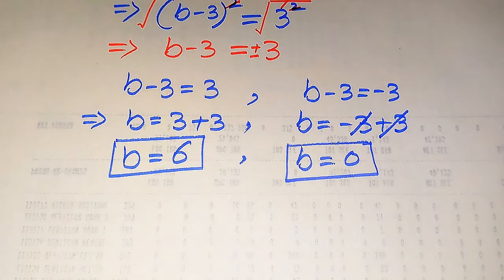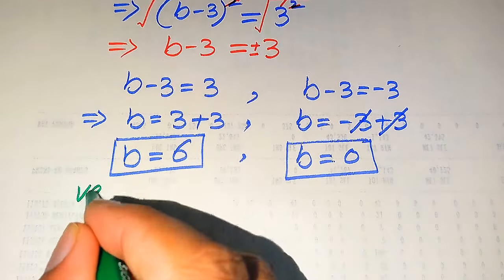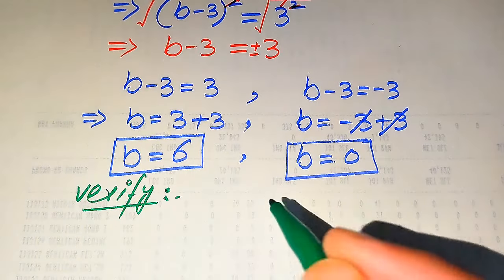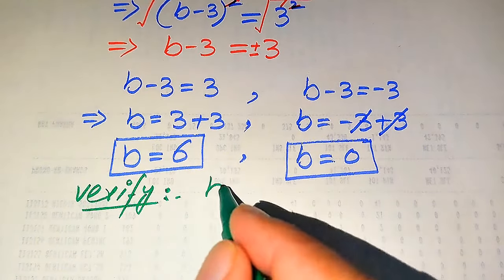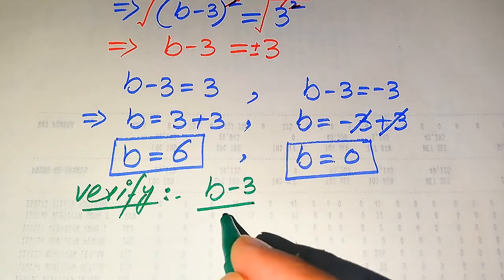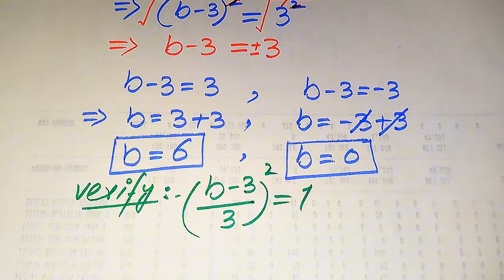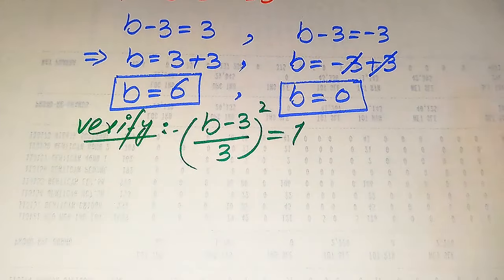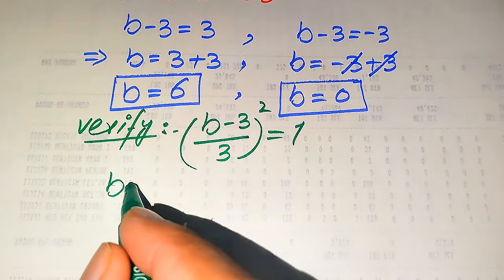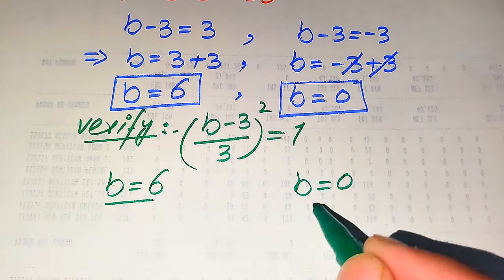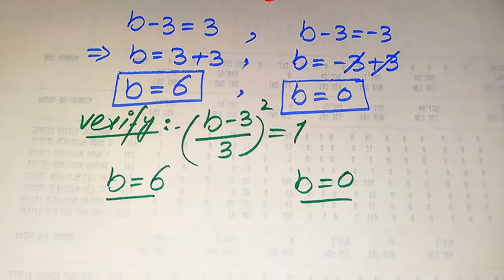So from the first method we get these two roots of the given equation, and in the next steps we need to verify whether both of these roots are solutions or both of these roots are extraneous roots. For this we need to copy down the given question statement. Here it is ((b minus 3) divided by 3) whole square is equal to 1. This is our given question statement, and on this side we will verify b is equal to 6, and on this side we will verify b is equal to 0.